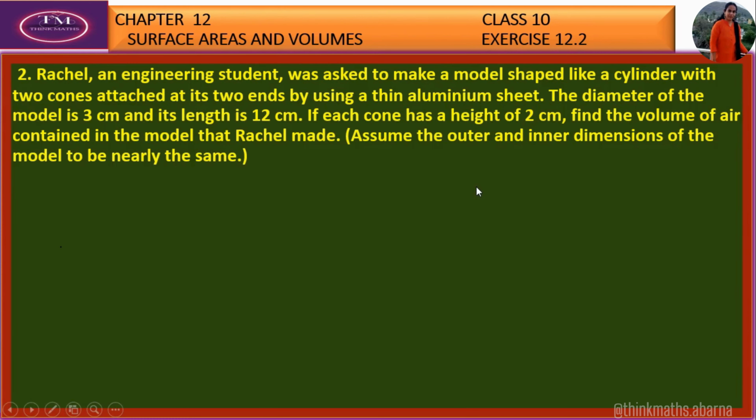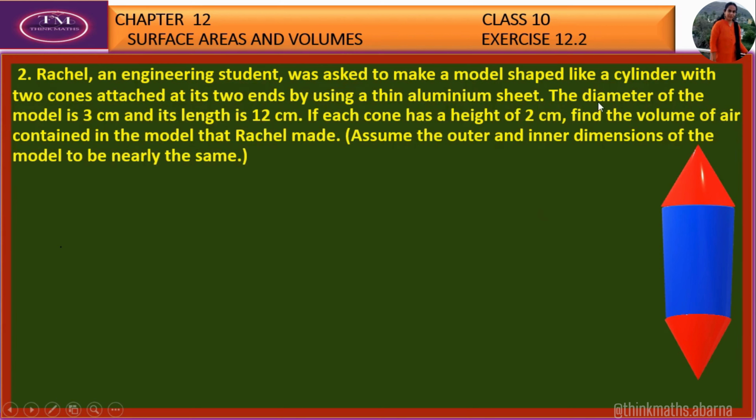So now what is given? An engineering student is making a model. So what is the shape of the model? It has a cylinder with two cones attached at its ends. So on both the ends, two cones are attached. On top and on bottom, cones are attached using aluminum sheet.